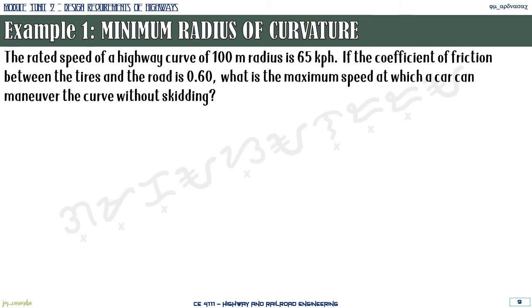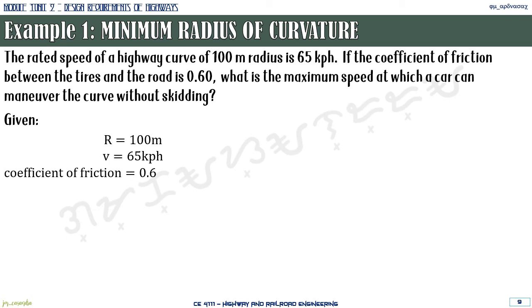The rated speed of a highway curve 100 meters in radius is 65 kilometers per hour. If the coefficient of friction between the tires and the road is 0.6, what is the maximum speed at which a car can maneuver the curve without skidding? From the problem, we are given the radius, which is 100 meters, the design speed at 65 kph, and the coefficient of friction, 0.6. From here, we can get our angle of friction from tangent of alpha. So alpha is equal to 31 degrees.